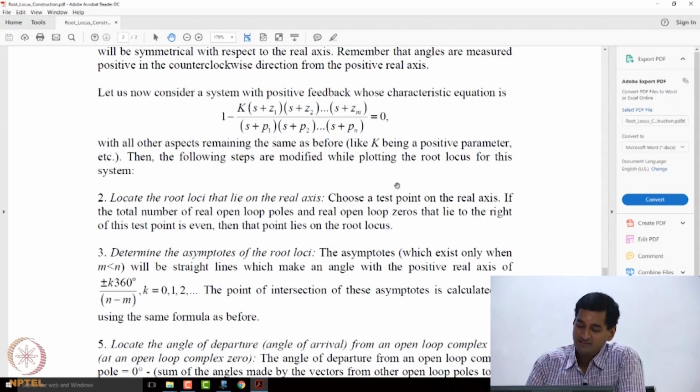The main change that comes about is that the criterion is changed from odd to even. You take a test point on the real axis and count the number of real open loop poles and real open loop zeros to the right of it; it should be even or 0. Then that test point lies on the root locus. That is how the second step changes.